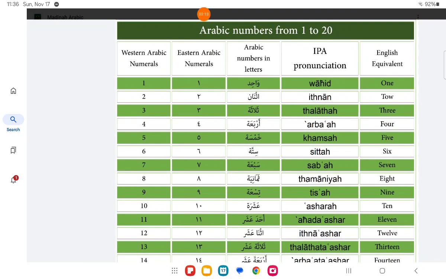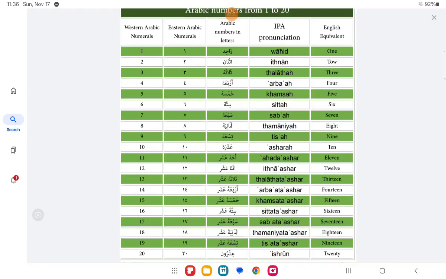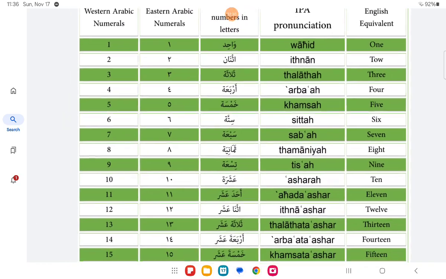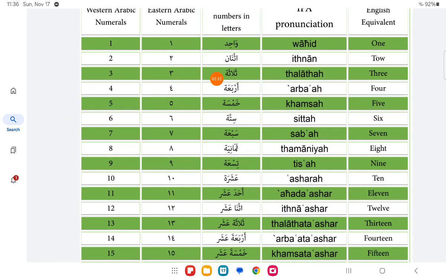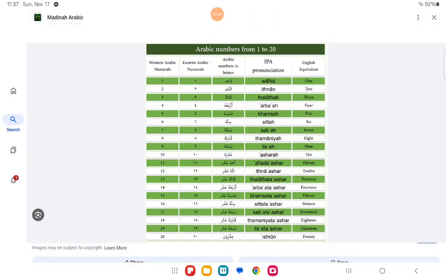Notice what all of these ones have in common. ثلاثة أربعة خمسة ستة سبعة ثمانية تسعة عشرة. All of them end in the same letter. This bound ta actually looks more like a ha, but with 2 dots on top. However, it is actually a bound ta, a form of the Arabic letter ta.